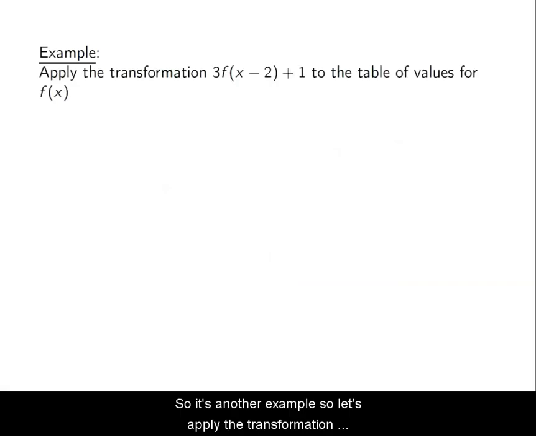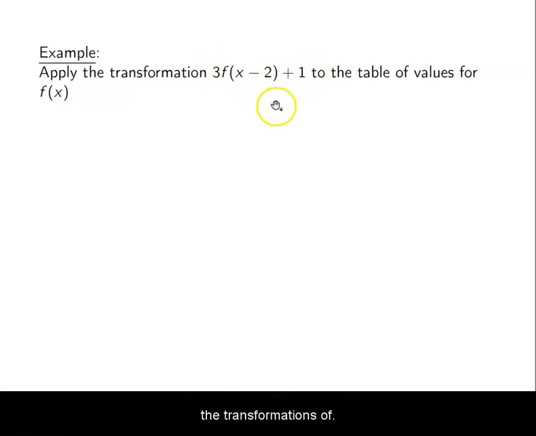So let's apply the transformation 3 times f of x minus 2 plus 1 to the table of values for f of x, right? So I'll give you a table of values in just a second, but look what we have here. We don't know the actual function. We only know the transformations of it.